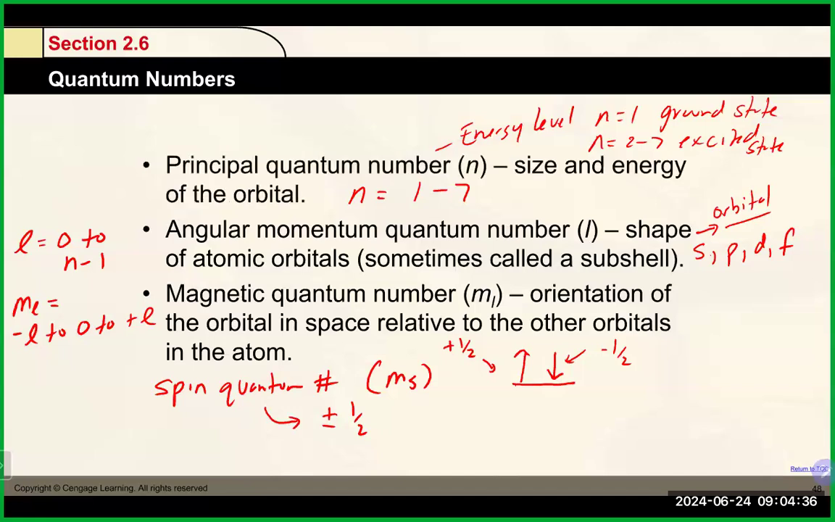So starting with, we'll come back to that. Starting with n is equal to 1. So that is the very first energy level. The possible value of L can go from 0 to n minus 1. And obviously 1 minus 1 is 0, which means the only L value you could have if you're on the first energy level is an L value of 0. And an L value of 0 represents the s orbital.